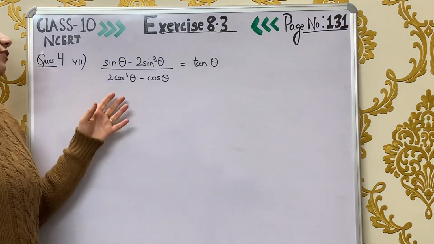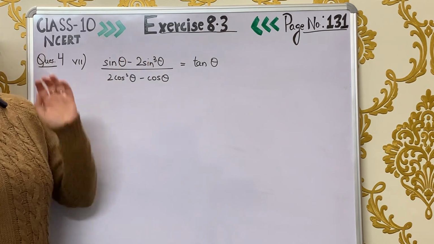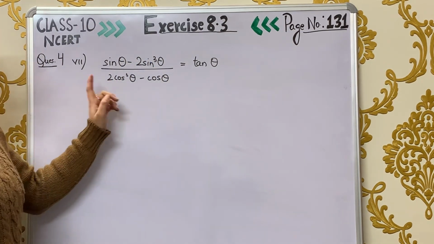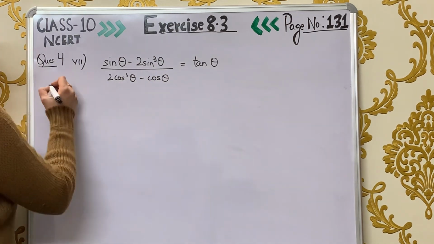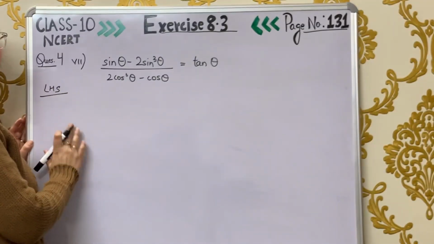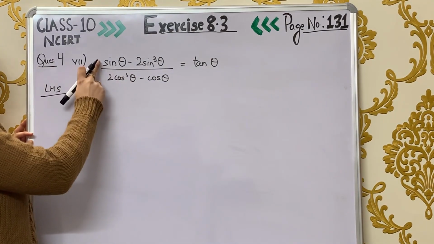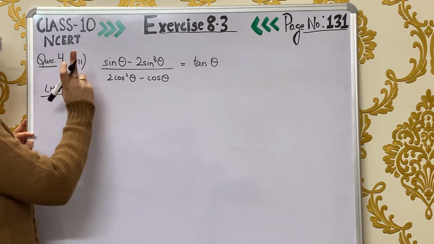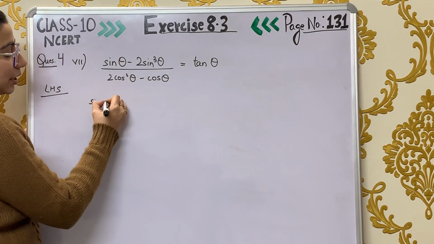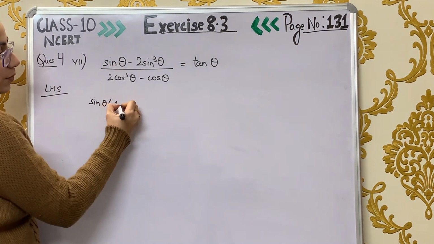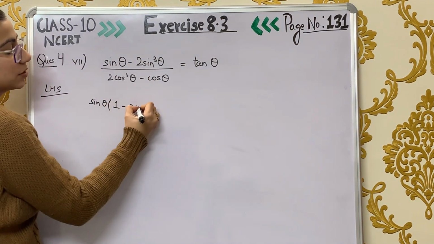Now in the next part we have to prove that (sin theta minus 2 sin cube theta) upon (2 cos cube theta minus cos theta) is equal to tan theta. So let's start with the LHS first, and what we're going to do is take sin theta common in the numerator and cos theta common in the denominator. So we are taking sin theta as common, so here we are left with just 1 and here we are left with 2 sin square theta.